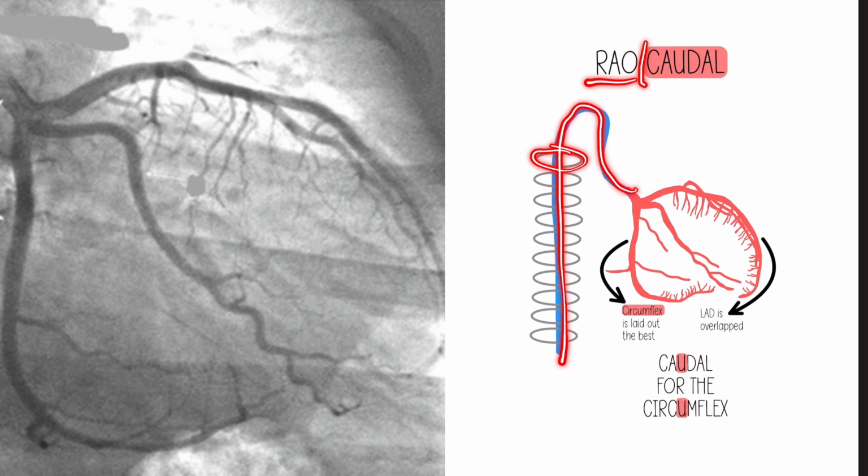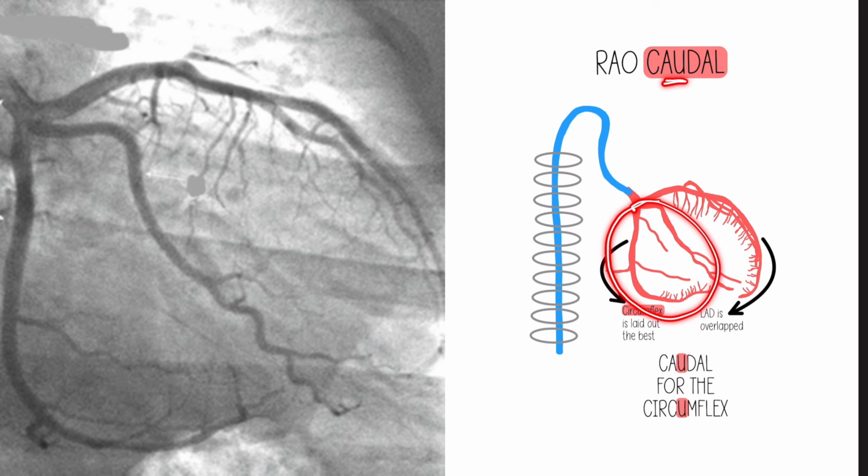And then when we talked about how do I know it's caudal, we looked at the U, right? Circumflex, U in circumflex. And although you can see both vessels, what you see best outlaid in front of you without a lot of overlap is the circ. Therefore, it is the caudal view.